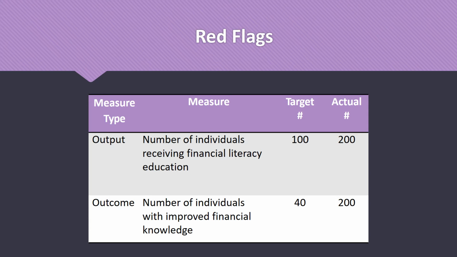The number of participants with increased knowledge, outcome, is exactly the same as the number of program participants, output, served. Again, this seems unlikely. Usually with data, when the numbers seem too good to be true, there is typically some error or some reason that explains the result. Some possible explanations include: the program is extremely effective in achieving improved financial knowledge among program participants. Not very likely. The number of individuals with improved financial knowledge is not being measured correctly.